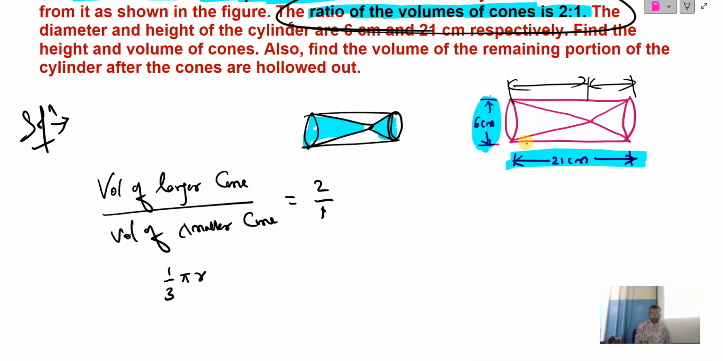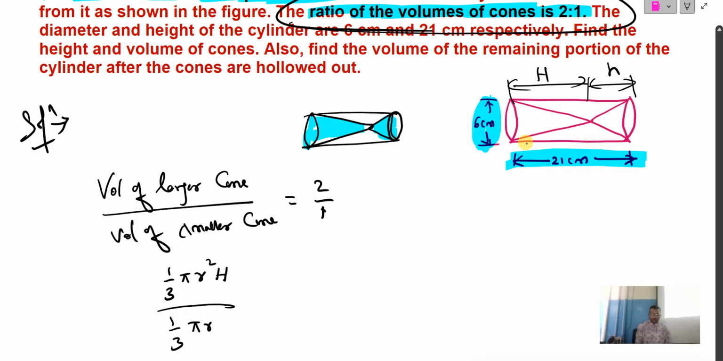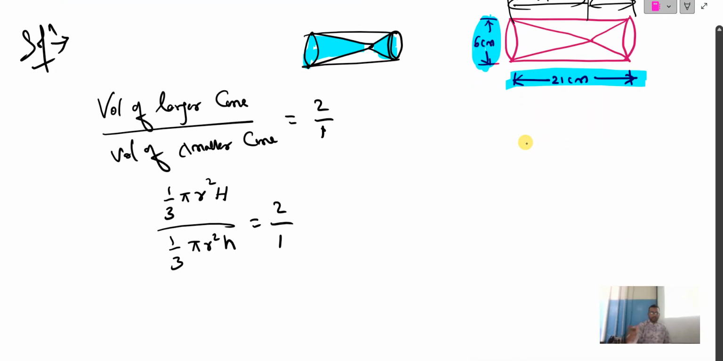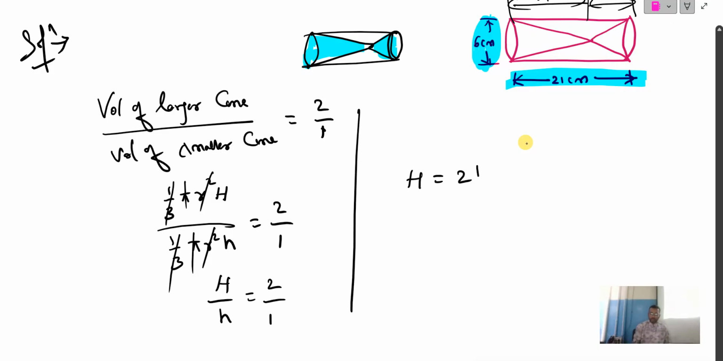Capital H is equal to 2 times small h, isn't it? Now, as you can see here, if you add capital H with small h, you get 21 centimeters. Can you see the figure? Capital H plus small h, if you add both the heights, you get 21. Now, in place of capital H, can I write 2h? Yes, in place of capital H, I can write 2 times small h.